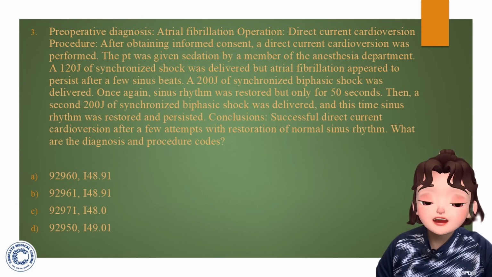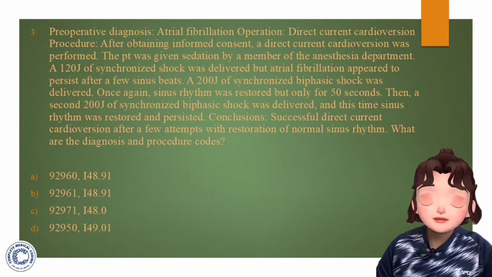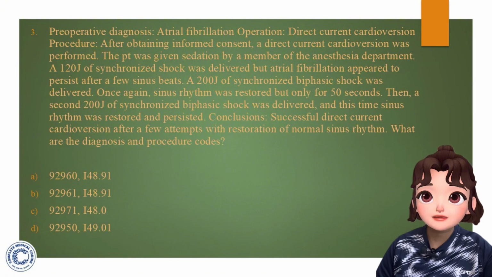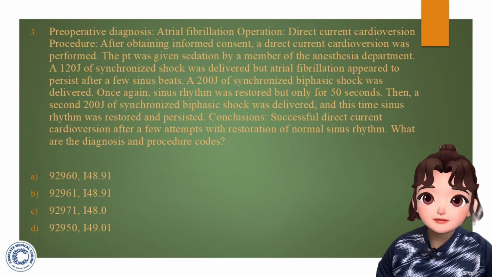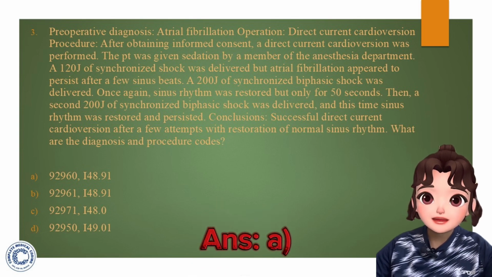See, 92960, cardioversion, electrical conversion of arrhythmia, external. Here, what is the procedure done? Direct current cardioversion. So direct current cardioversion means it is the external procedure. That is the word difference between the codes 92960 and 92961. 92961 is internal. If in the question it is direct current cardioversion, that is the external procedure. So we got the answer as option A, 92960 and I48.9.